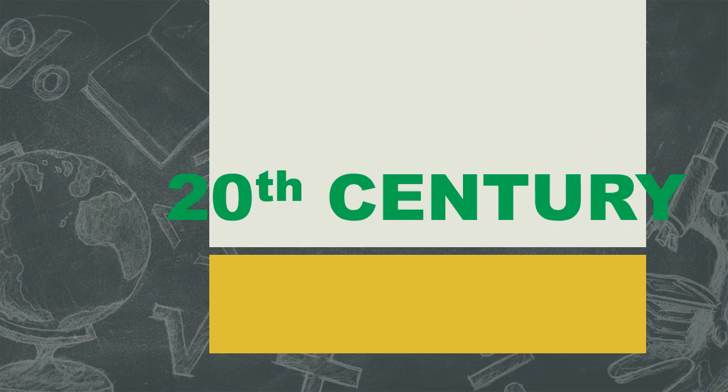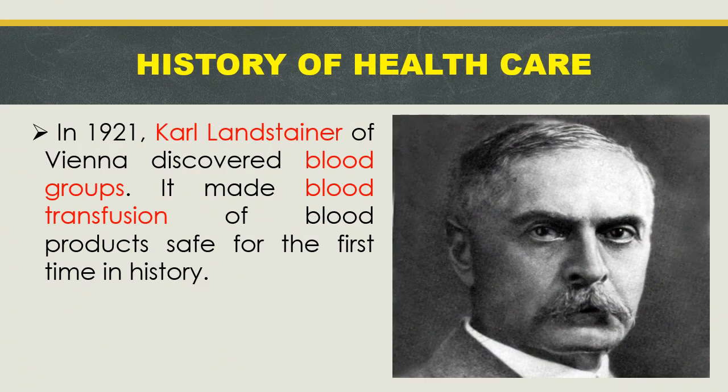So, 20th century. In 1921, Karl Landsteiner of Vienna discovered blood groups. Because of this discovery, it made blood transfusion of blood products safe for the first time in history. So noon, may idea na yung mga tao about blood transfusion, but then they don't have any idea yet about the different blood groups. That's why during that time nag-fail. But now, na-discover na ni Karl Landsteiner yung different blood groups. That's why safe na ngayon ang blood transfusion.